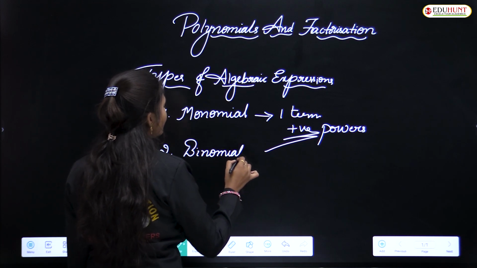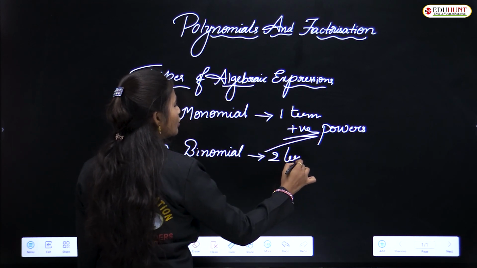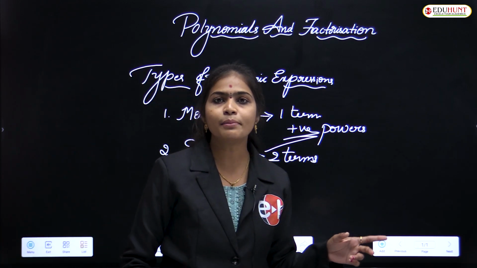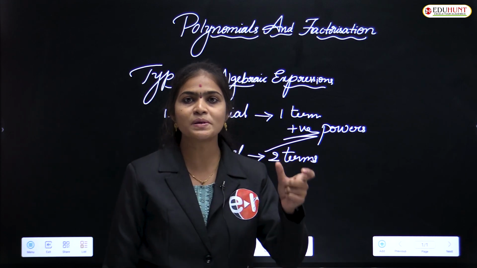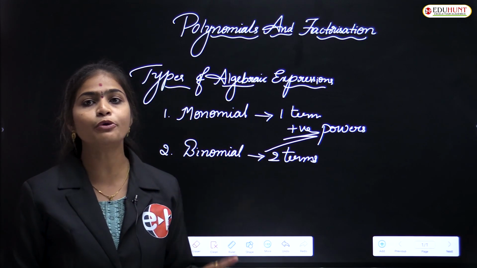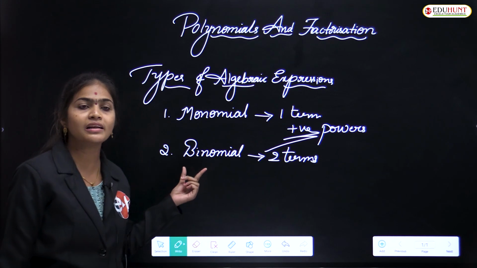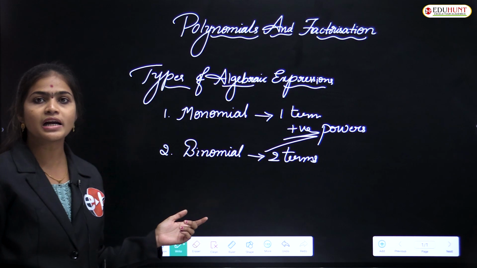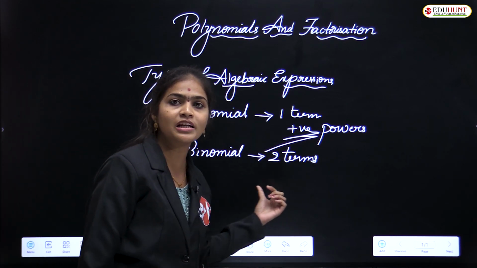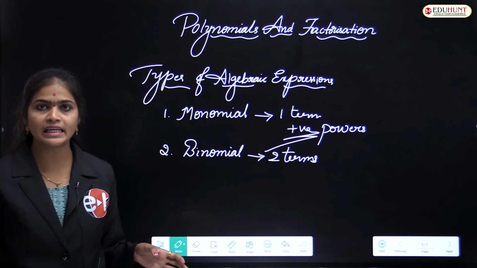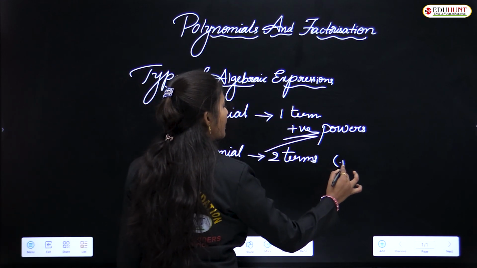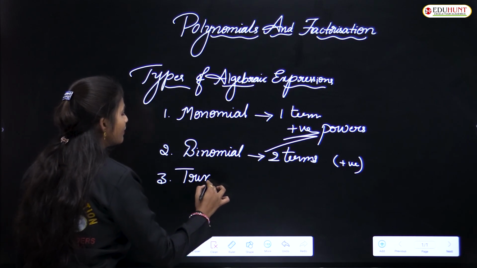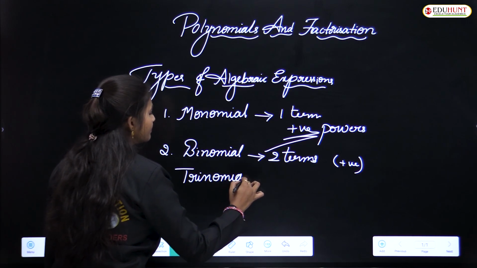So here how many terms are there? Two terms. So we can say this is an expression which contains two monomials. Why? Because a monomial means the expression contains only one term with positive powers. That's why we can say a binomial is an expression which contains two monomials, which means a binomial also has positive powers only. Next, if an expression contains three terms, then we will call that a trinomial.